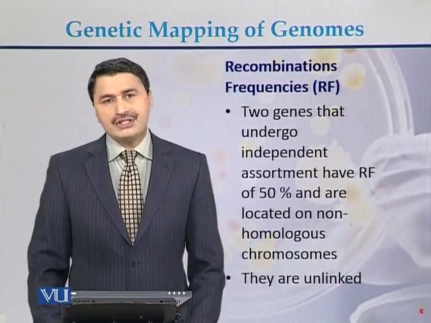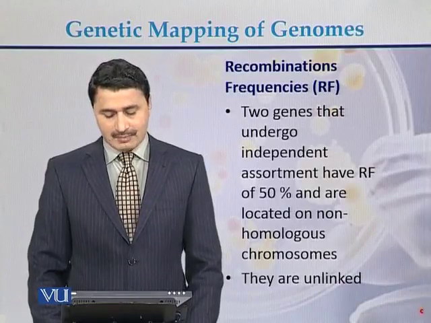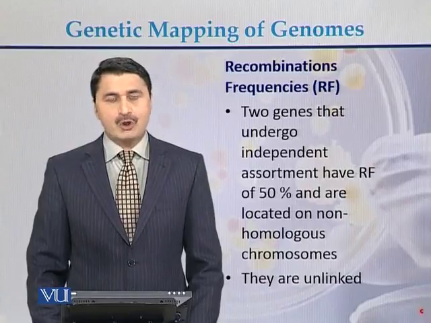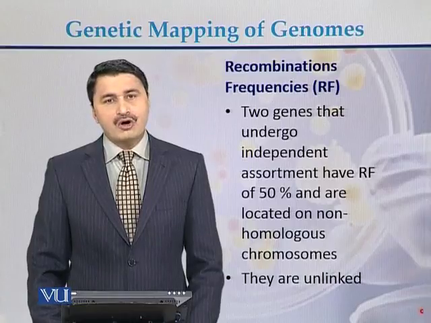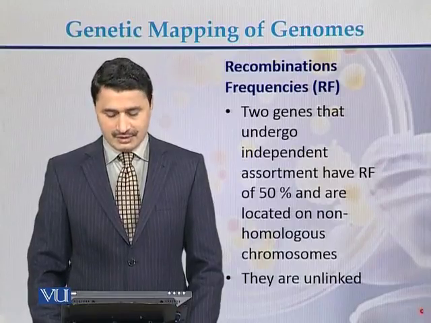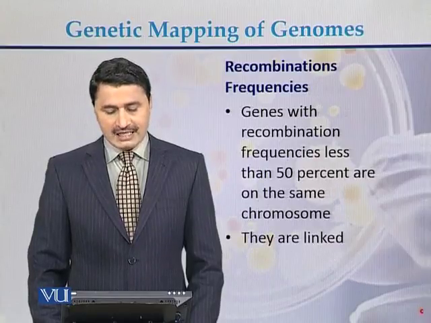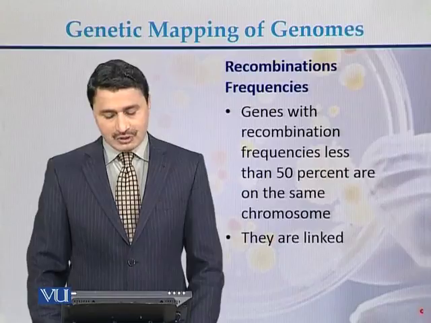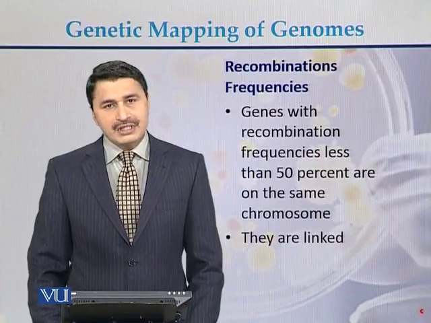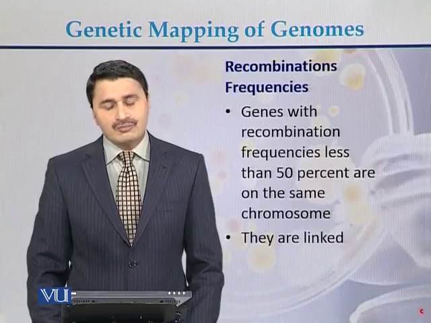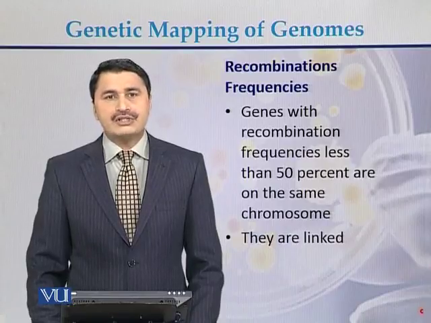What are the recombination frequencies? Two genes that undergo independent assortment have 50% recombination frequency. It means that they are located on non-homologous chromosomes. It means that they are unlinked to each other. While genes with a recombination frequency of less than 50% are on the same chromosome. In other words, we can say that they are linked with each other.